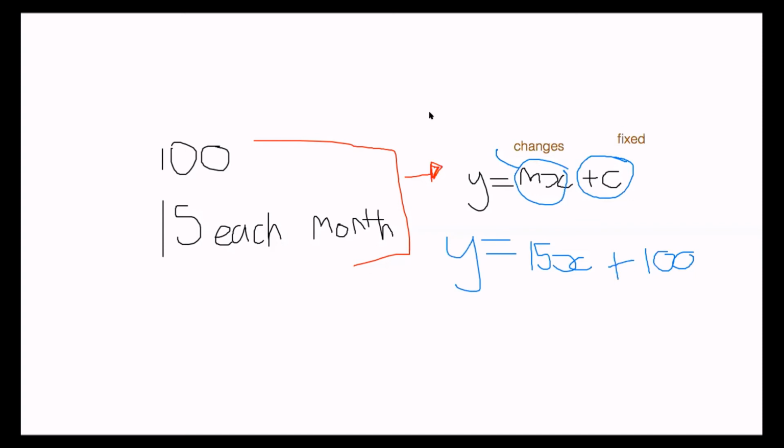Cool. And so when you graph that, you have to start on the y axis because c is the y intercept, yeah? And so you have to make sure you start at 100 and not at 0 because 100 was our starting point. And then each time you plot a point, you would go up by 15 because that's our changing variable. Does that make sense?